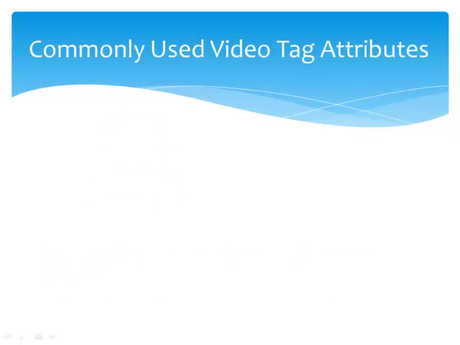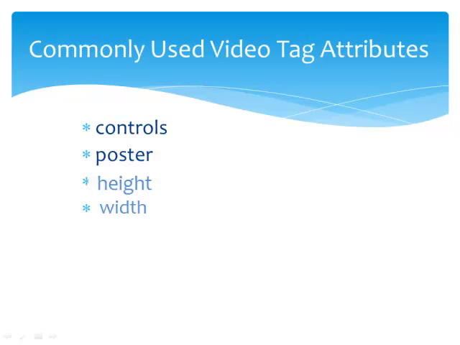Here's an overview of the attributes that are commonly used with the video element. The controls attribute indicates whether a console with controls, such as play and pause buttons, will display. The poster attribute configures an image to display while the video is being downloaded. The height attribute configures the video height in pixels. The width attribute configures the video width in pixels. The ID attribute can be utilized by CSS or JavaScript.